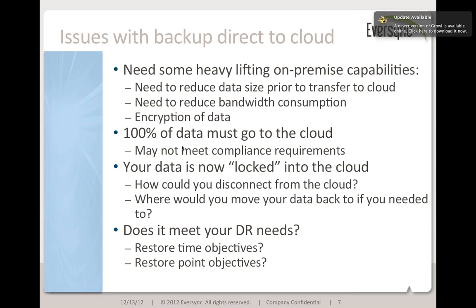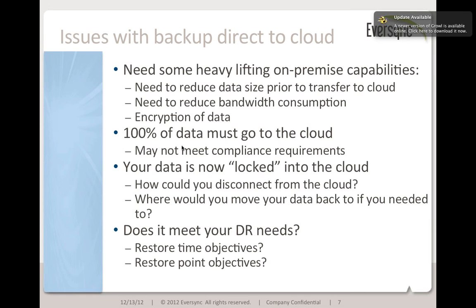So questions customers ask is, what if I want to disconnect from that cloud? What if I want to move to another cloud? Do I have a place I can pull my data back to? Well, if you push your data directly to the cloud, that might be a problem for you because you have no place to bring it back to, because obviously you don't want to restore old data to a new server just because you're trying to disconnect from the cloud. So those are questions customers ask.